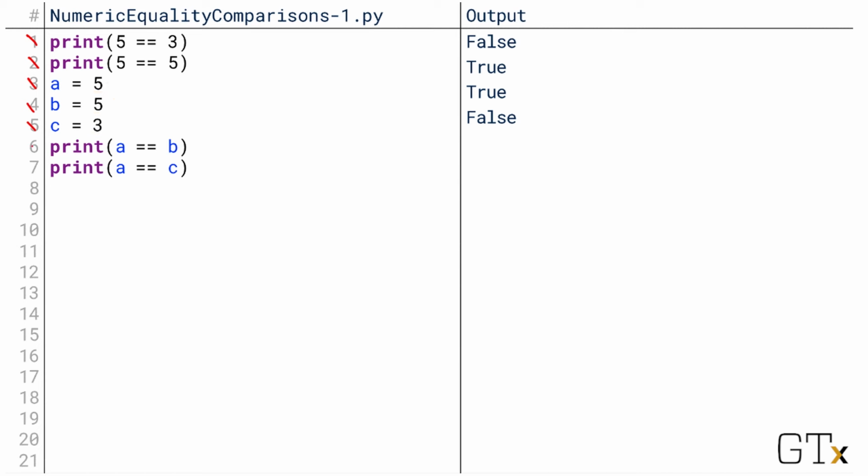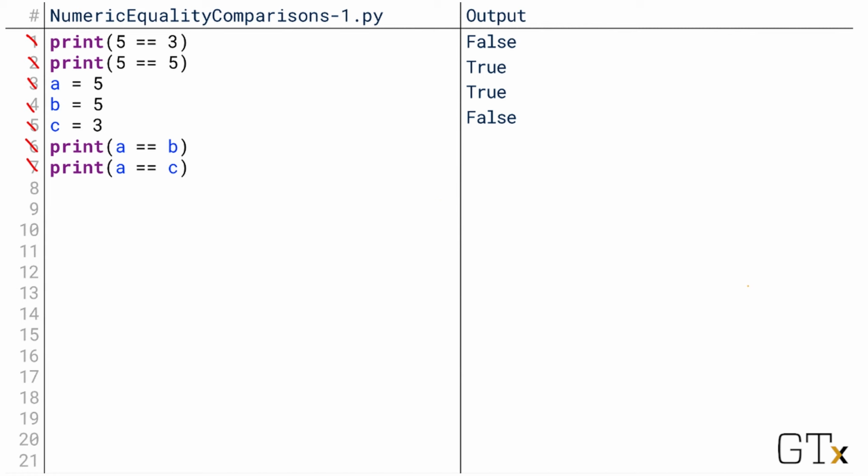When the computer runs line 6, it grabs the value of a, the value of b, and asks, does a equal b? In this case, that becomes, does 5 equal 5? Once again, 5 does equal 5, and so that statement is true. And then finally it asks, does a equal c? a is 5, c is 3, 5 does not equal 3, and so it prints false.